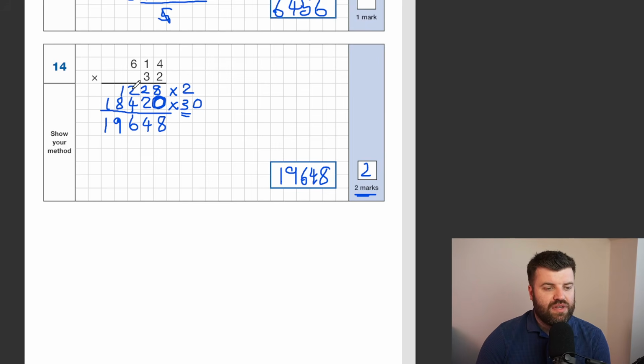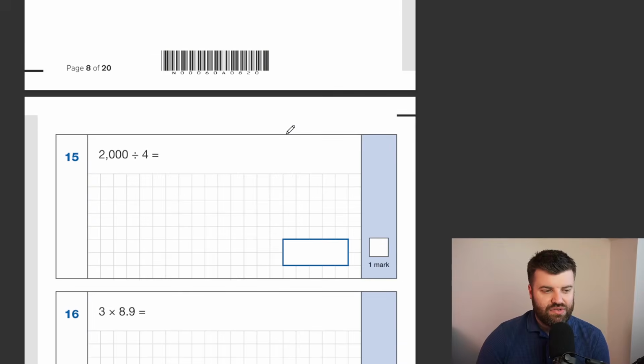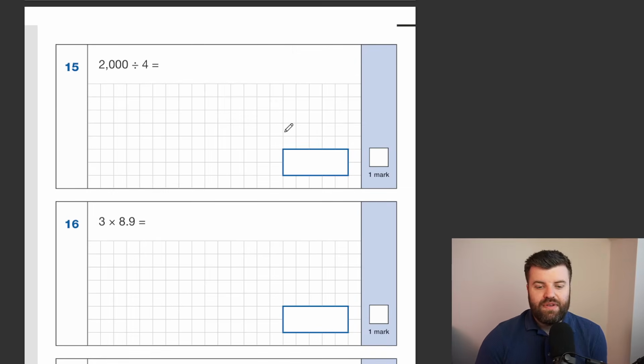So if, for example, you did 2 plus 4, and for some reason you put 7, then you'd get 1 mark because you've shown your working out. It says here, show your method. It's always best to do that. But the true answer is 19,648. Here again, a couple of methods.